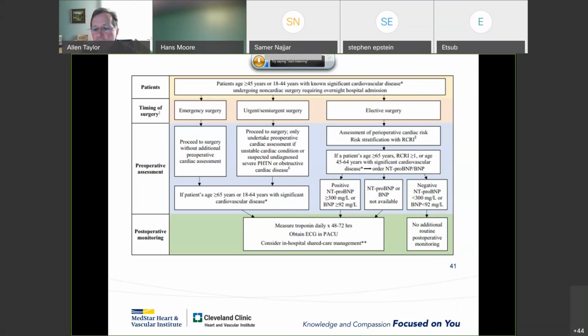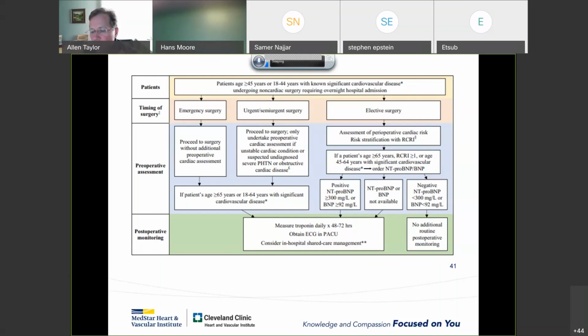And if they're over age 65 or they've got at least an RCRI of 1, they order a BNP. And if the BNP is negative, they go to surgery. And if the BNP is abnormal, they will then measure daily troponins for the first 3 days with collaborative management of this patient. Again, for the 1 in 6 or 7 that will turn out to have a positive troponin.